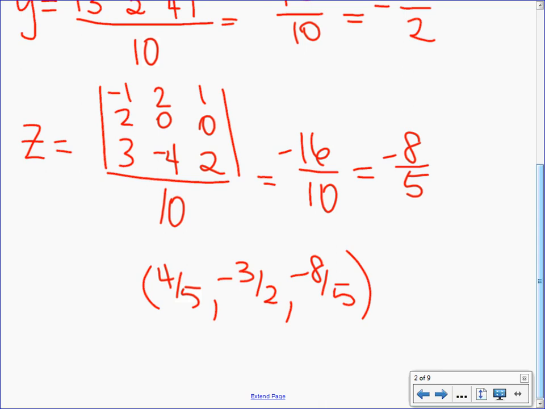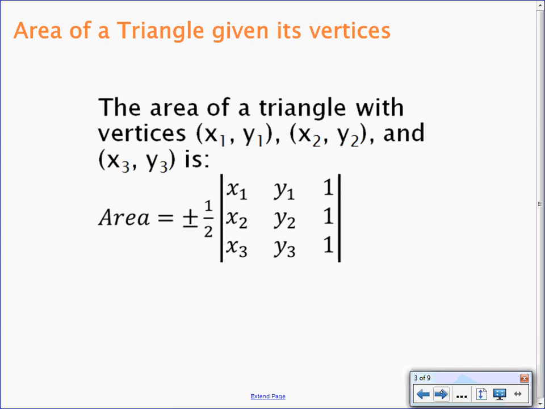Alright, let's talk about the area of a triangle. You read about this. Go ahead and write down the formula so you have it to reference.